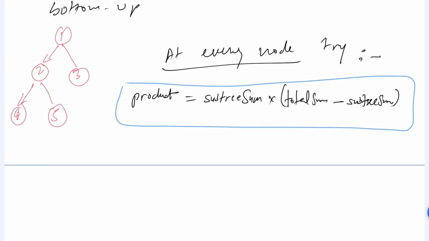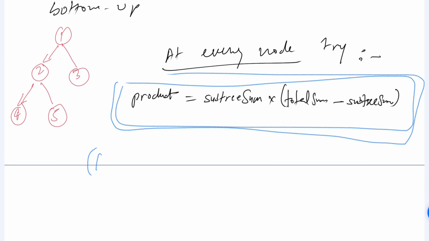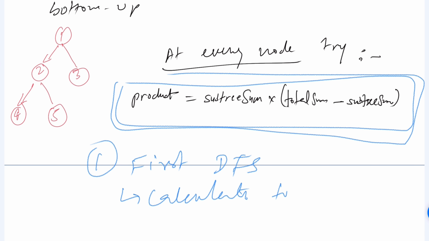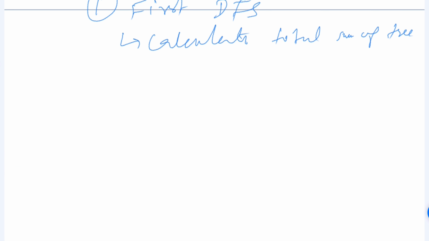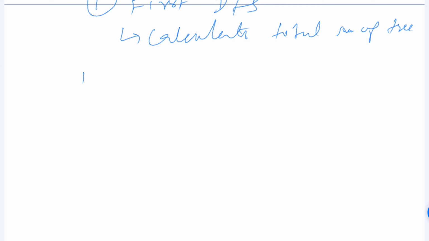So very first, we'll do the DFS and calculate the total sum of the tree. And the second DFS will calculate each subtree sum. And for each subtree, we'll use this formula to calculate. In the first DFS, we calculate the total sum of the tree. We will do the DFS two times.